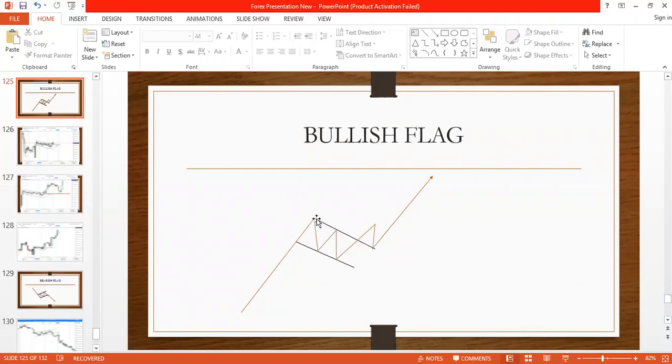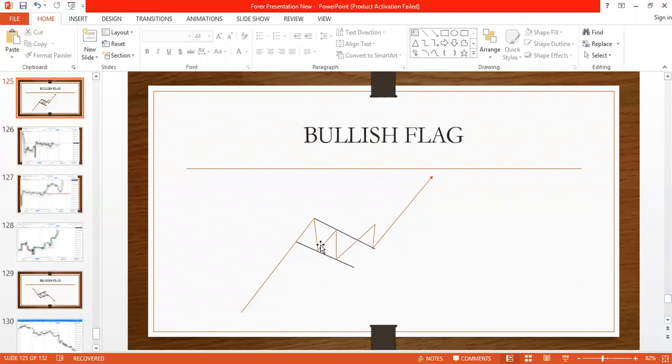So when this happens, you can mark it up. You can also call it a channel, but in the recent sense, it's a flag. After a very good push, you have this formation. It's like a pullback. A very narrow channel is formed, so it's a flag. And after these touches, you eventually get a breakout.